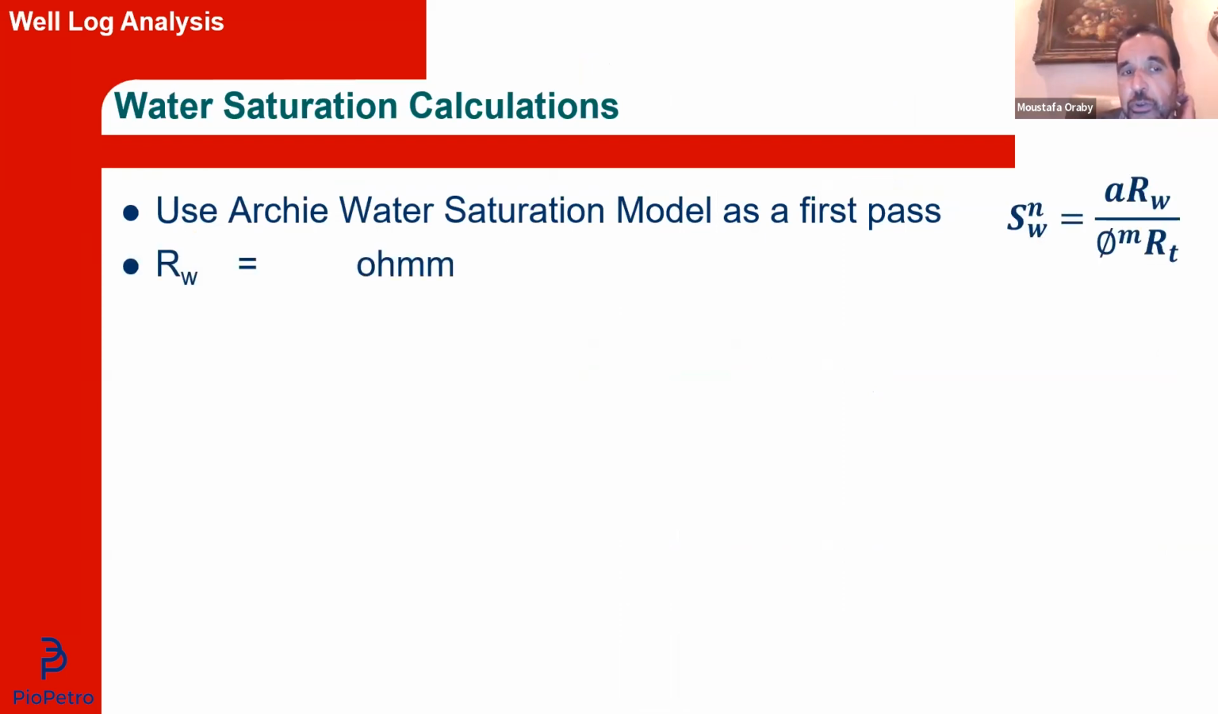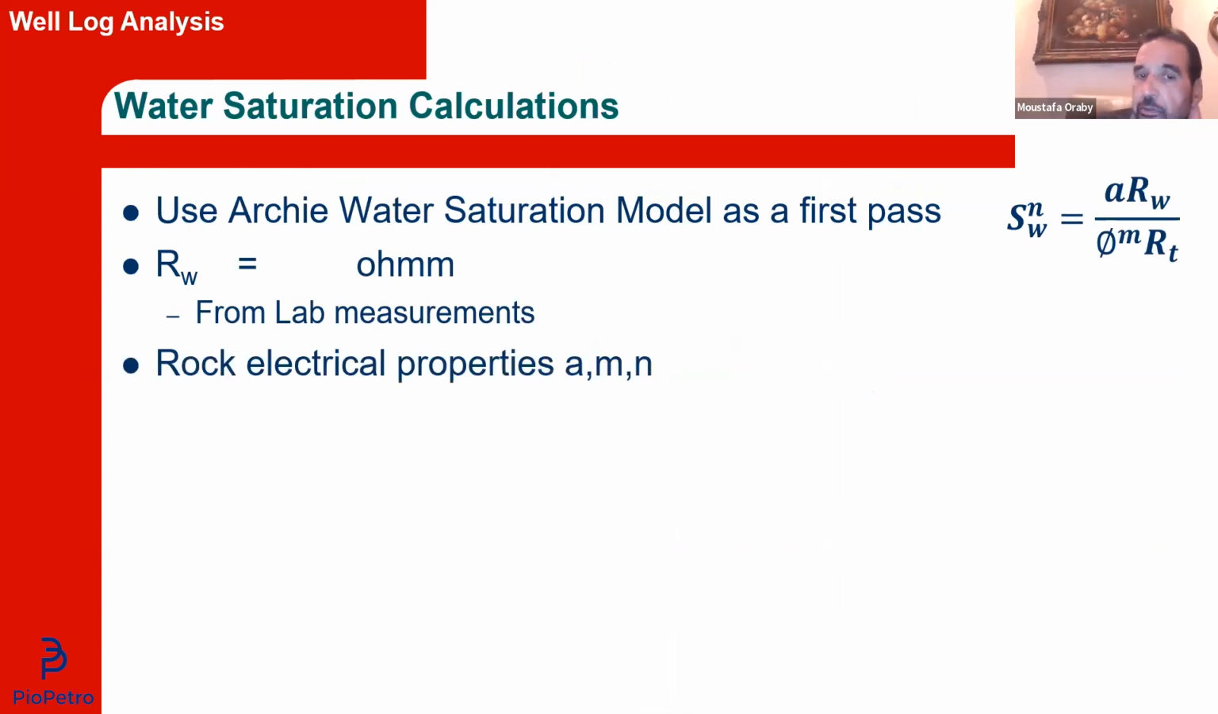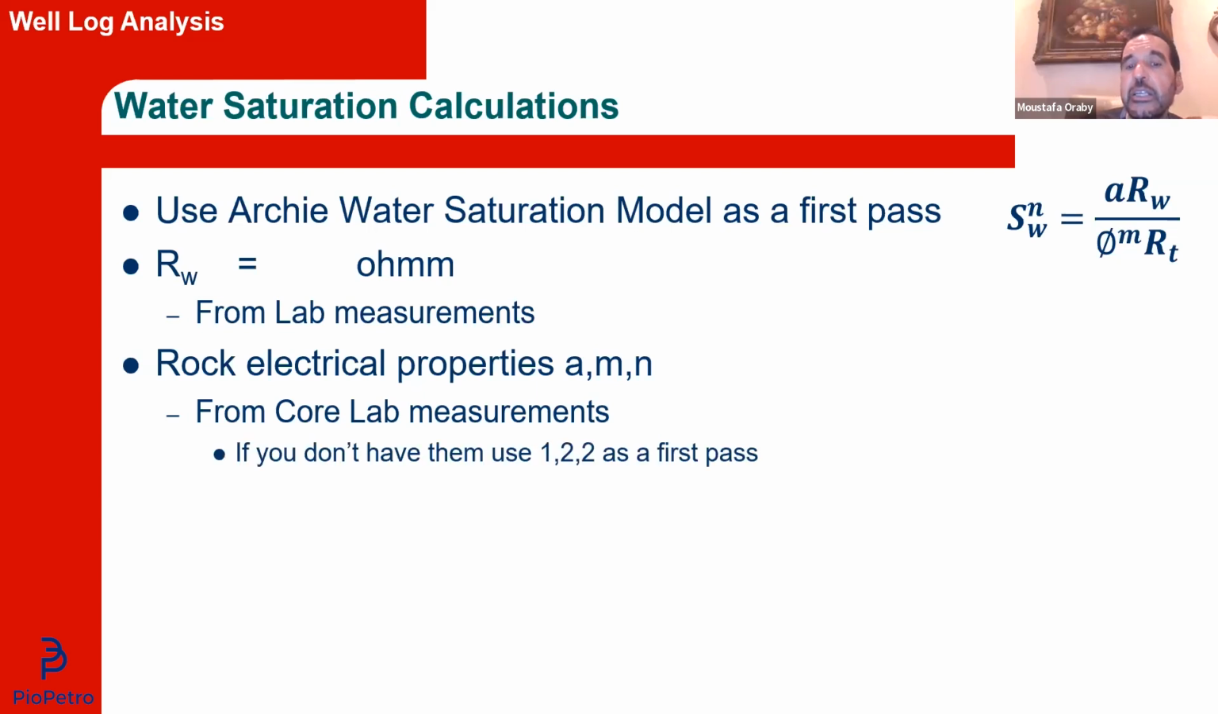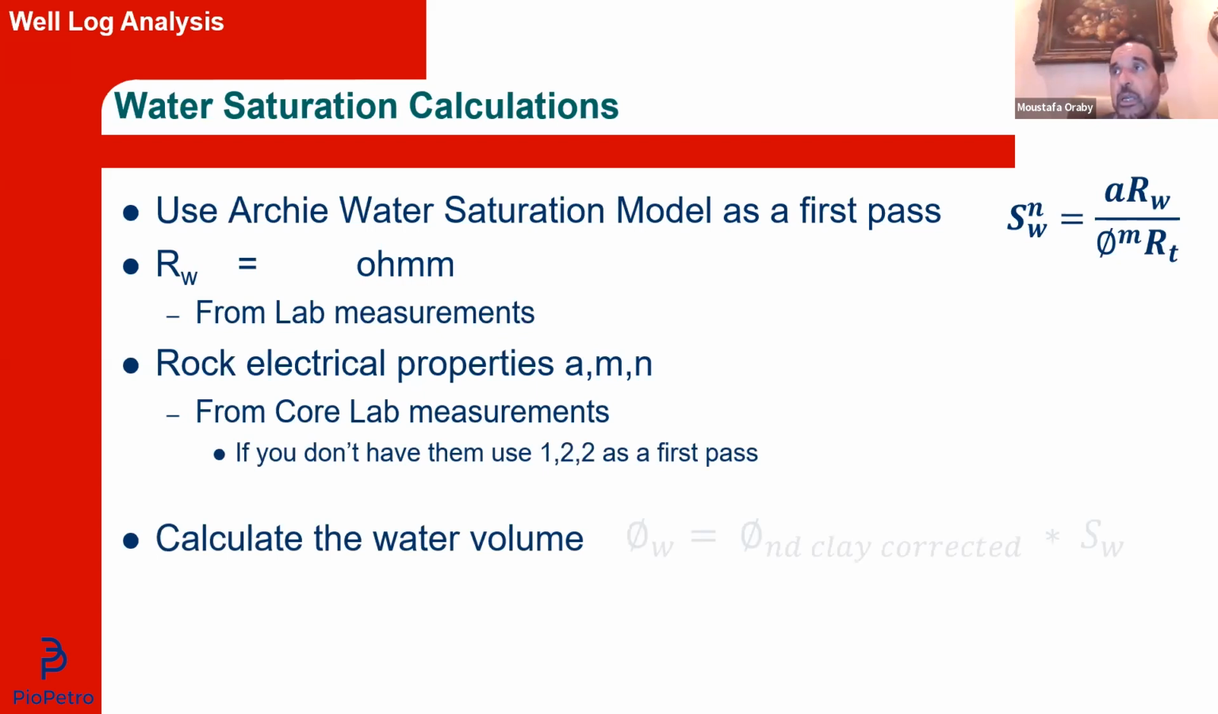RC here, I have to know what RW is, I have to know what A, M, and N are. For sure, in your reservoir, these parameters are known. Once you know these parameters and you calculated your porosity, you measured your resistivity, then you can easily calculate the SW. Once you calculated the SW, if you multiply your SW times the porosity, it gives you the part of the pores that actually contains water.